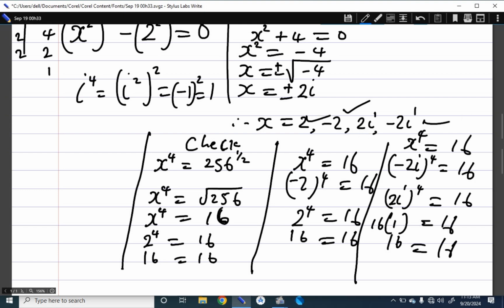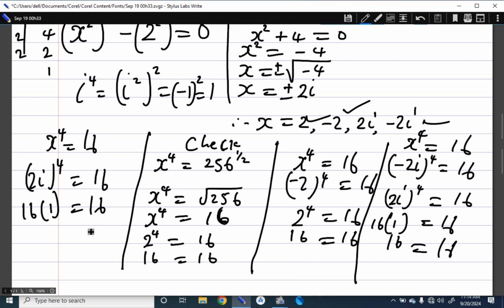So let's check this one, 2i. We still have that x raised to power 4 is equal to 16. So therefore 2i raised to power 4 is equal to 16. We have that 2 raised to power 4 is 16, and then i raised to power 4 is 1, like I just told you. So you see that 16 is equal to 16. So the answers to this question are simply 2, minus 2, 2i, and minus 2i.